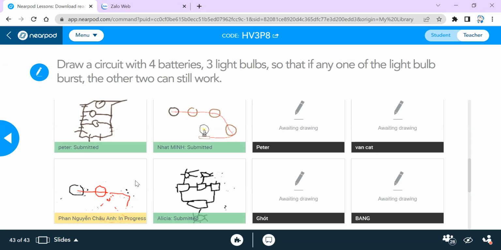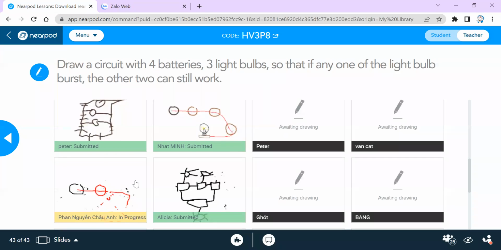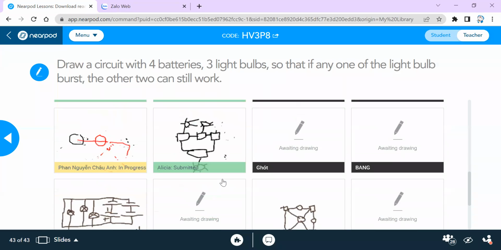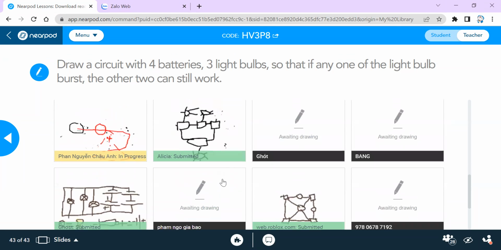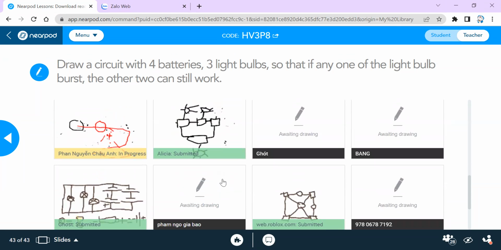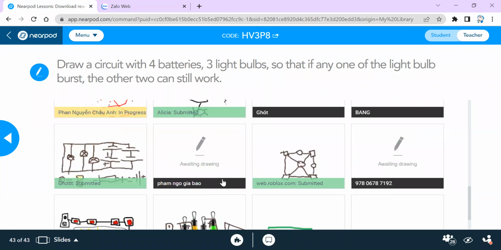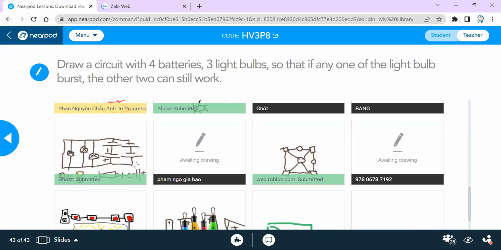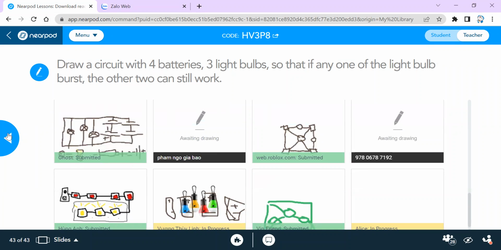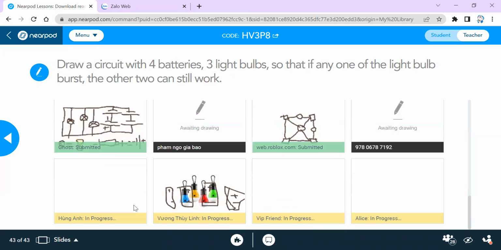All right. I saw Peter has submitted a parallel circuit. Okay. Shawan is still doing. Alicia has completed. We have robots. Wow, robots. That's drawing a very nice diagonal circuit. We have ghosts. Very well done. Three light bulbs in the circuit.